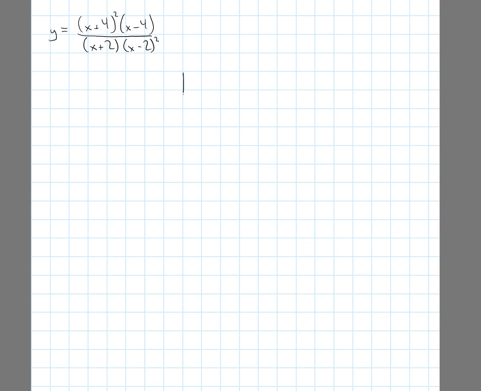We make some axes, 1, 2, 3, 4, 5. That was a weird way to make axes. Don't do that. Don't look up to me. I'm a poor role model, and they're so not straight.